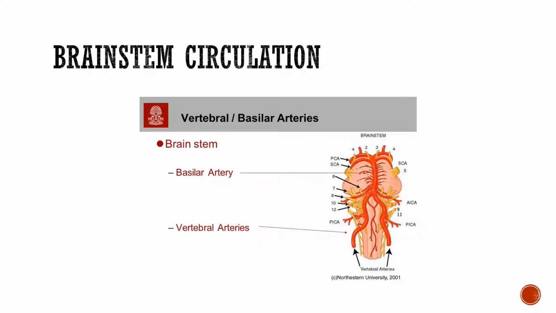Blood supply to the brainstem comes from the basilar artery and the vertebral arteries. The right and left vertebral arteries come together at the level of the pons on the ventral surface of the brainstem to form the midline basilar artery.